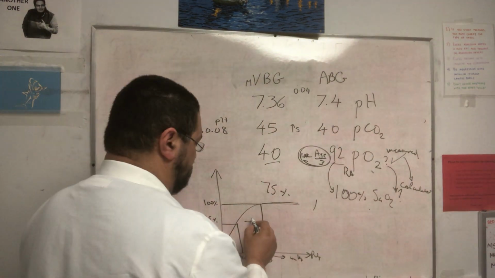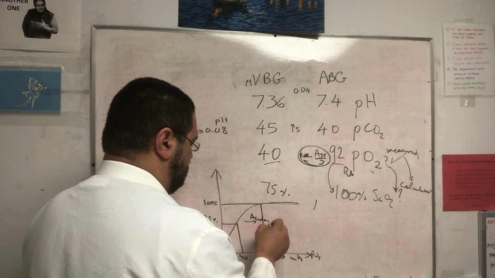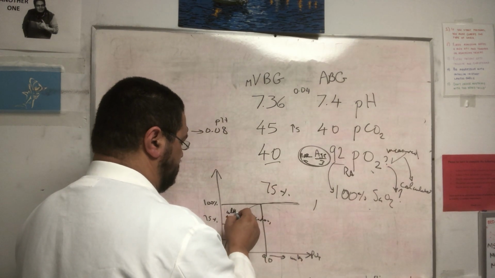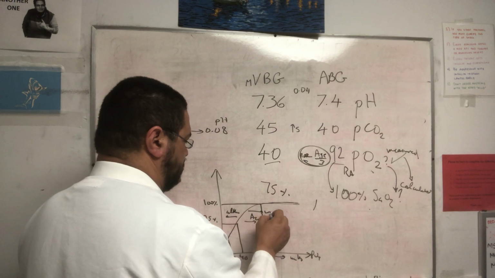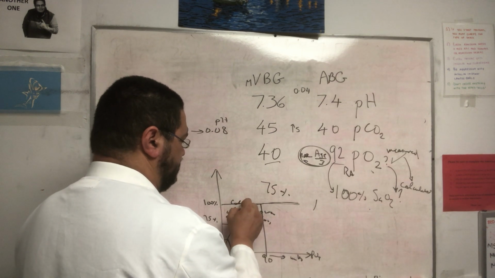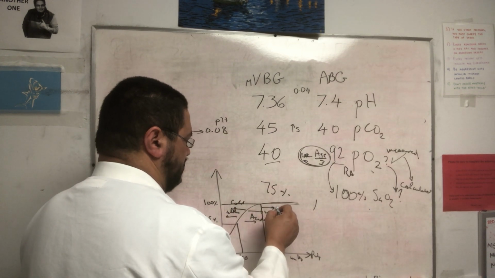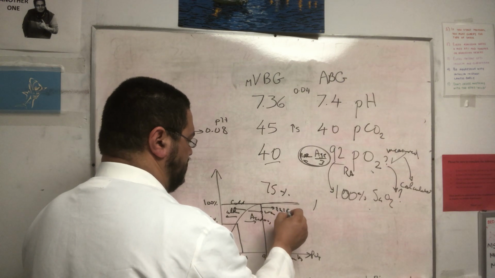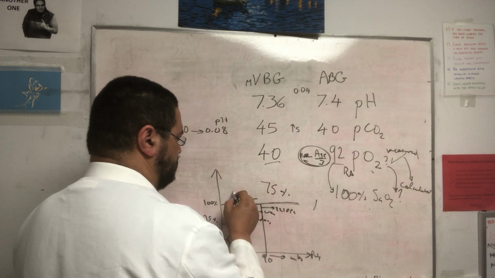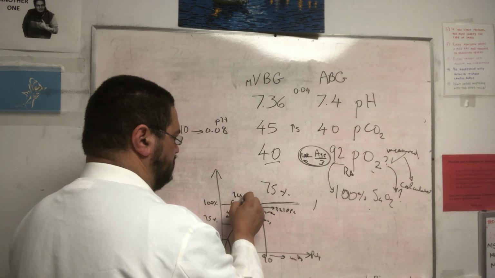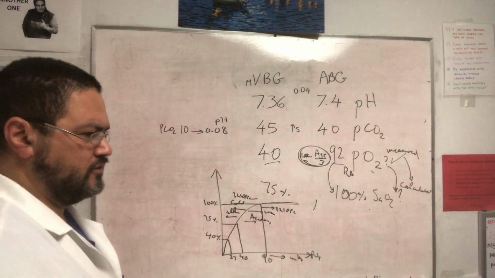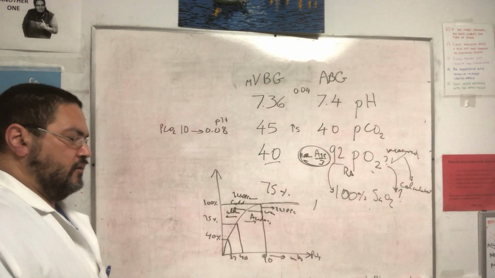So acidosis shifted to the right, alkalosis shifted to the left, warmth shifted to the right, cold shifted to the left, and high 2,3 DPG shifted to the right, and low 2,3 DPG shifted to the left. Okay? Diphosphoglycerate or whatever. Right?